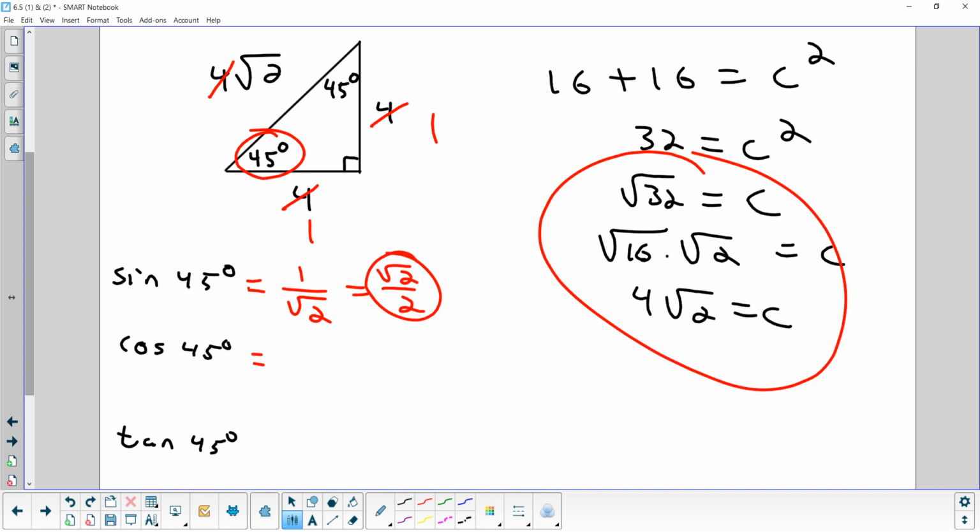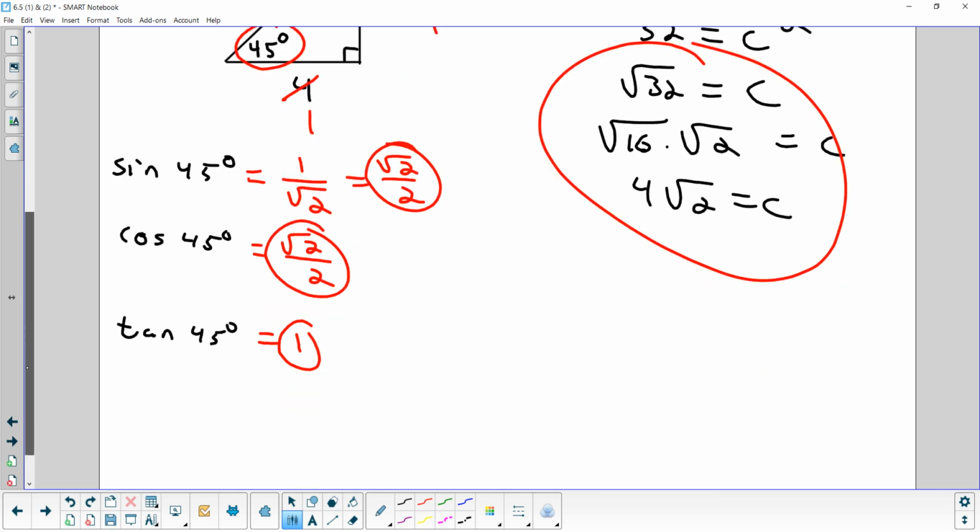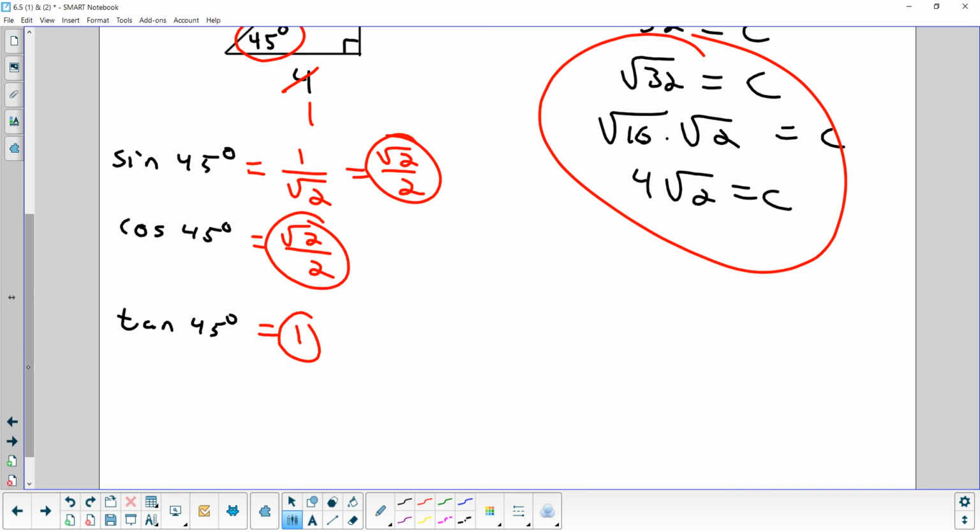How about Madison, what's my cosine? 1 over square root 2, which is square root of 2 over 2. Yeah, it's going to be the same thing because the opposite and adjacent are the same. And because the opposite and adjacent are the same, when you divide them, what do you get? 1. All right, let's practice the other 3.